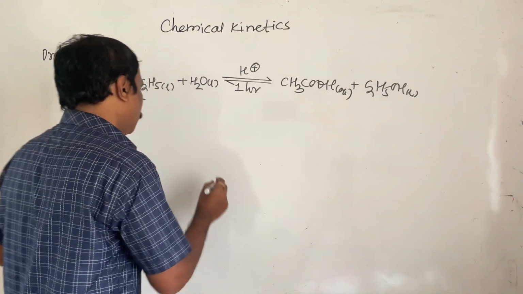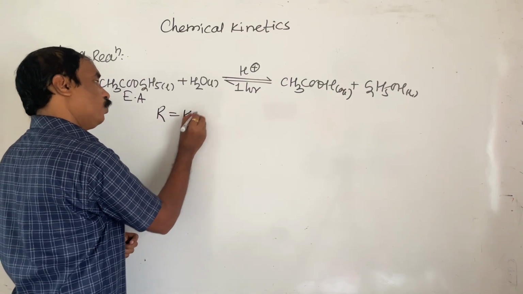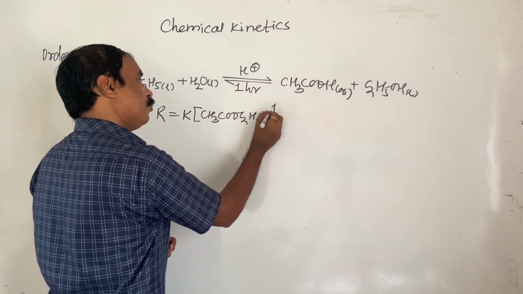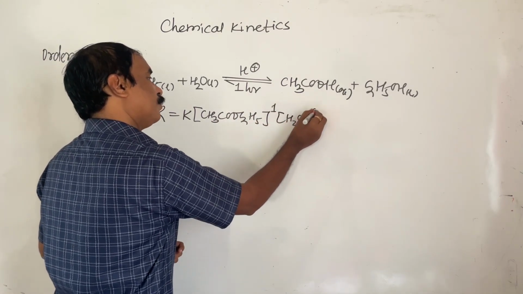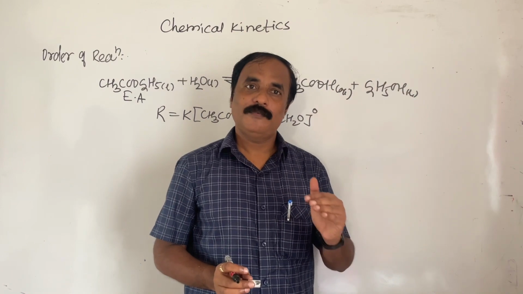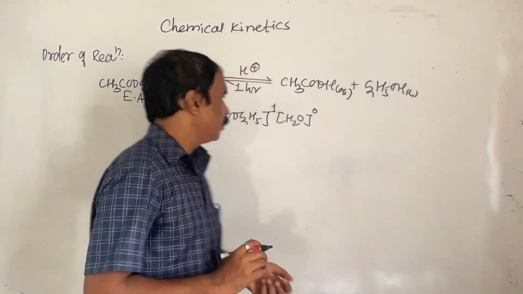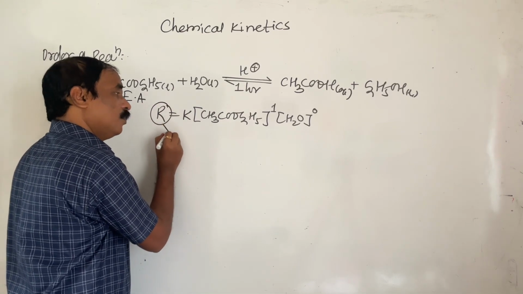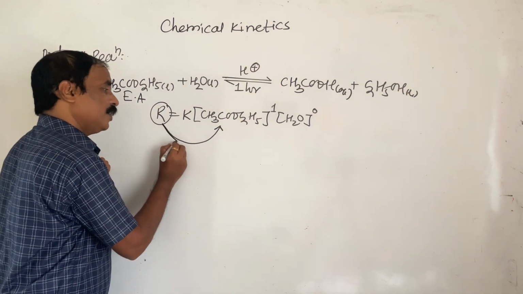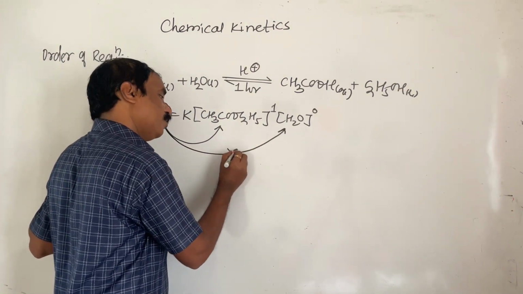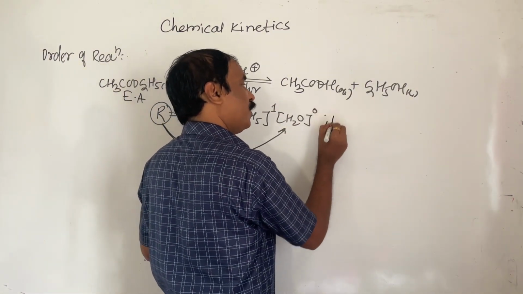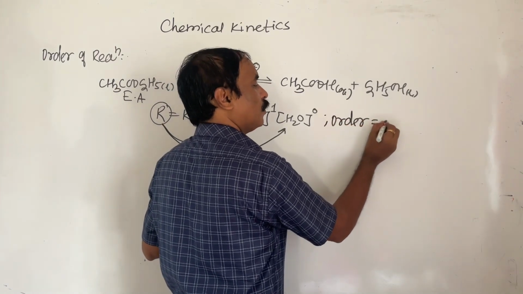But what is the order of reaction here? Rate of reaction R is equal to K into concentration of ethyl acetate. But here H2O to the power 0. Yani it looks like a second order reaction, but follows the kinetics of first order reaction. क्यों? क्योंकि यहाँ पर rate of reaction जो है, it depends on only concentration of ethyl acetate. Rate of reaction is independent of concentration of water. Yani what is the order of reaction? Addition of powers 1 plus 0. Yani order of reaction is 1.